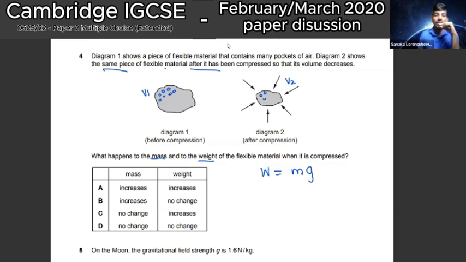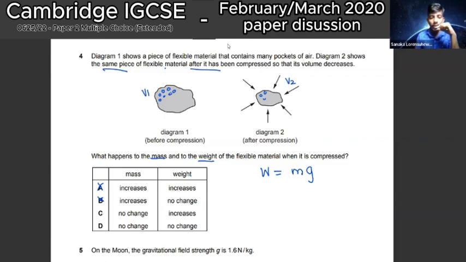Mass only depends on the number of particles. I told you the number of particles does not change. Therefore, the mass does not change, not increasing, not decreasing. Therefore, the answers should be C and D, not A and B. A and B are not the answers. Okay, right? It should be C and D.